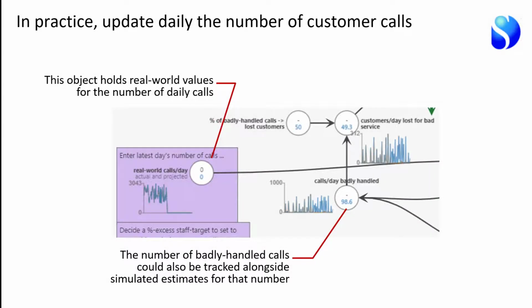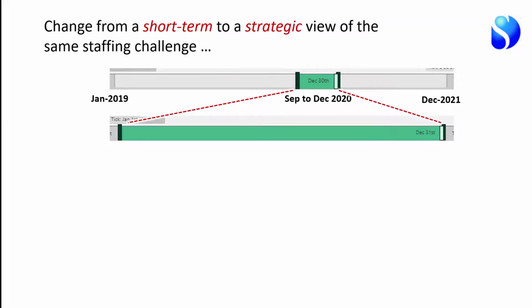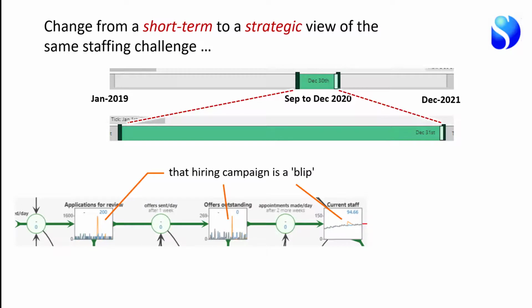So let's change this from a short-term view, what's happening between September and December 2020, and look at the same issue over that 3-year strategic time horizon. And what do we see there? Well, that hiring campaign at that particular point in time just looks like a short-term blip in that much longer timescale. And you can see it compressed, if you like, into a very short episode in the 3-year period.